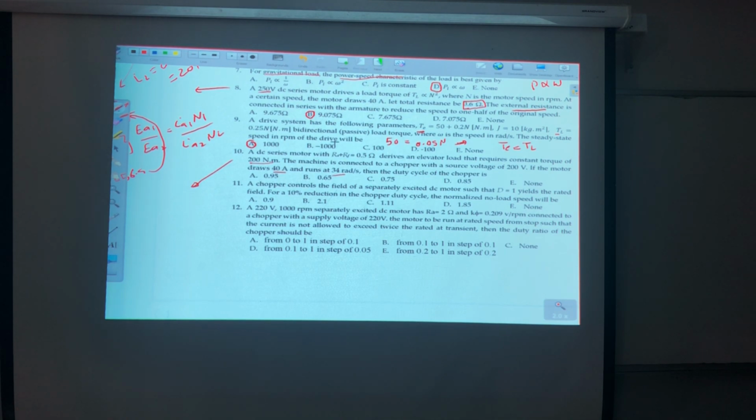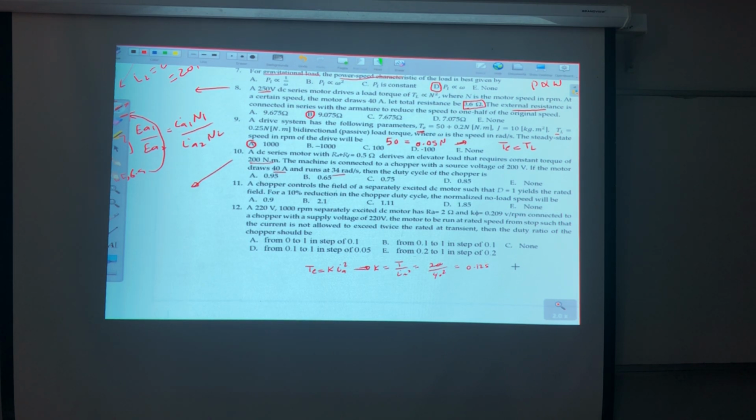So simply, I'm having the torque, which is 200. And I know for the series machine, the torque will equal a certain constant K times IA squared. So from here I will find K, which will equal T over IA squared. If I do the math, 200 over 40 to the power 2, this will equal 0.125.